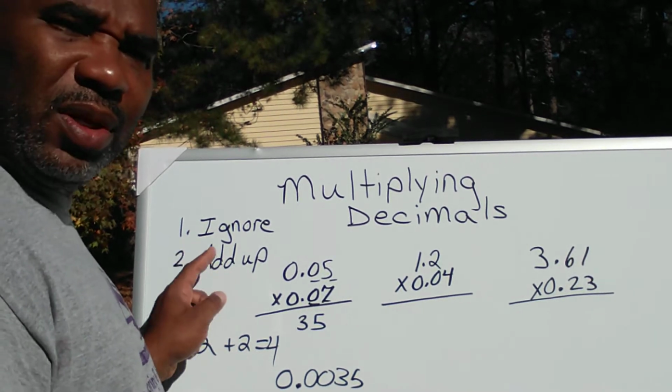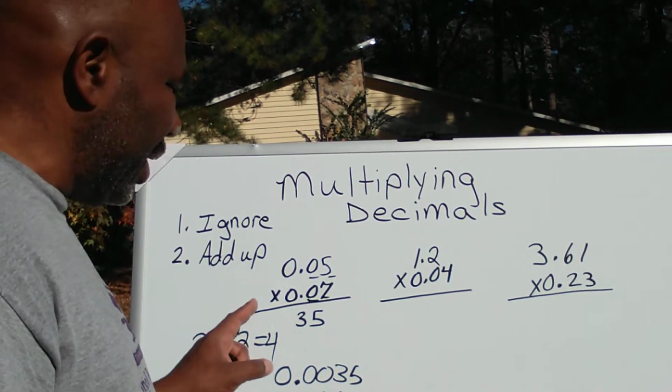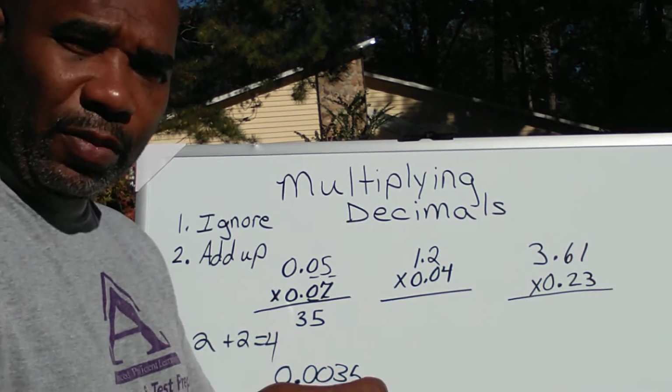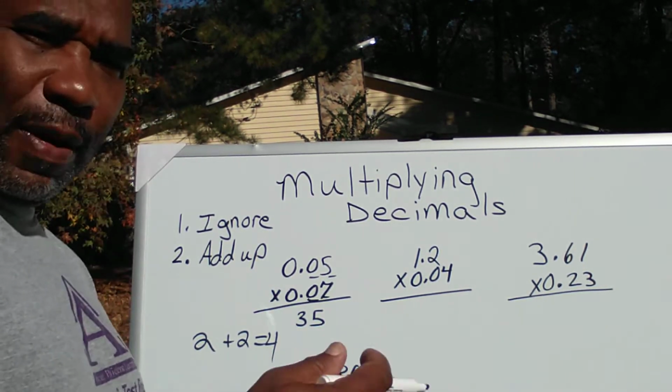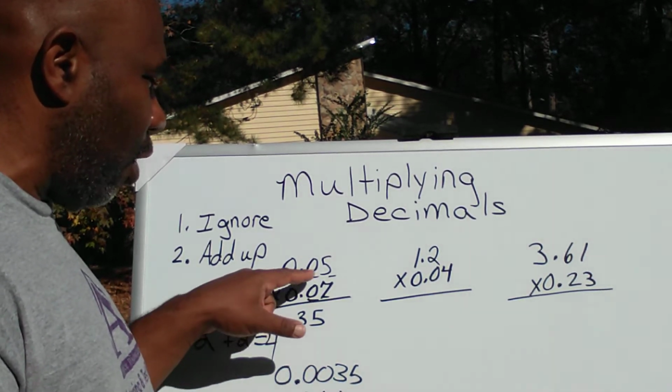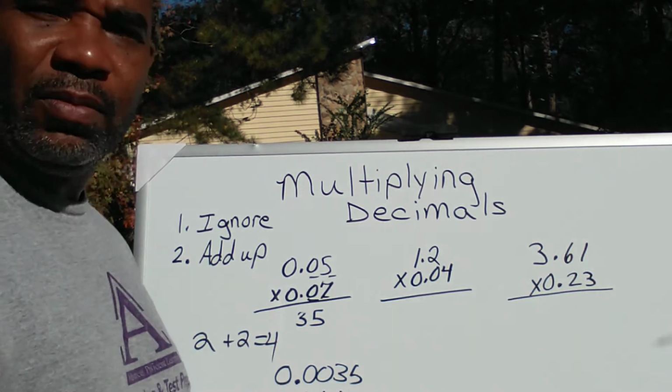Ignore the decimal, then add up the total number of places that each factor had. Remember, factors are numbers that you can multiply together to give you a product, right? So the factors of 0.0035 are 0.05 and 0.07.